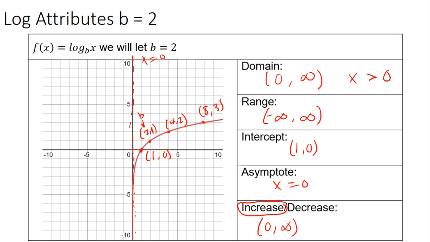Okay, these are going to be the same properties for all of our log functions, all of our parent functions of logs. The only thing that's changing is your base, right? So the only thing that's changing is the base, but the properties are going to stay the same.